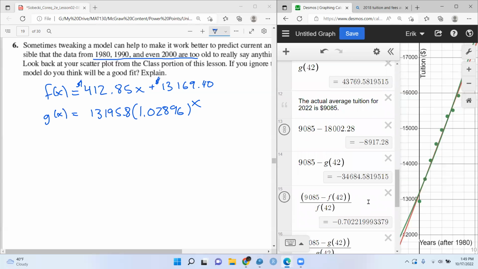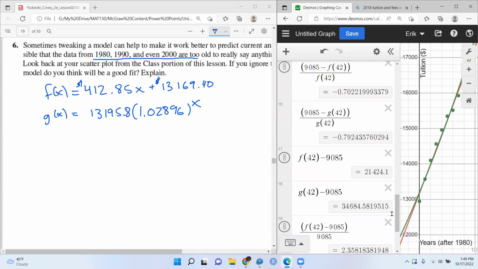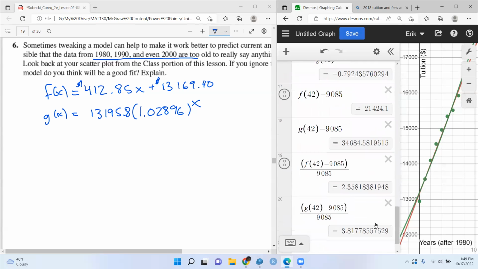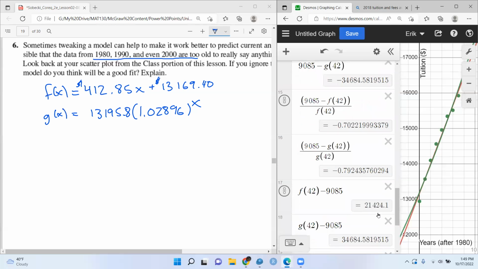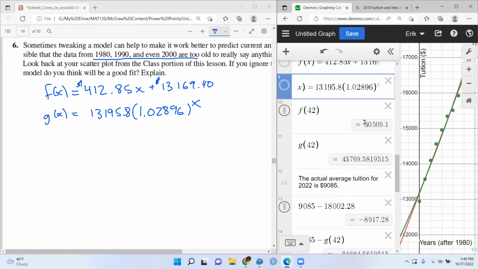Okay. Oh man, I think that got worse, didn't it? These percentages went to 70% and 79%. So that was not helpful at all. Oh wait, yeah, it wasn't at all, because it made our predicted values much larger.